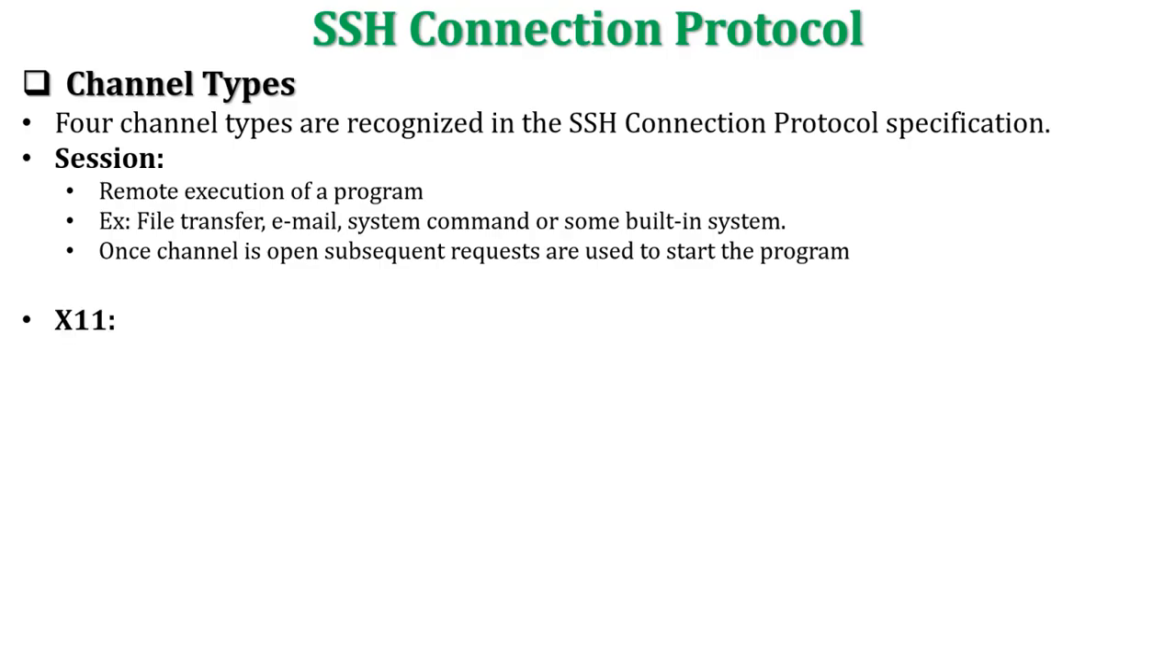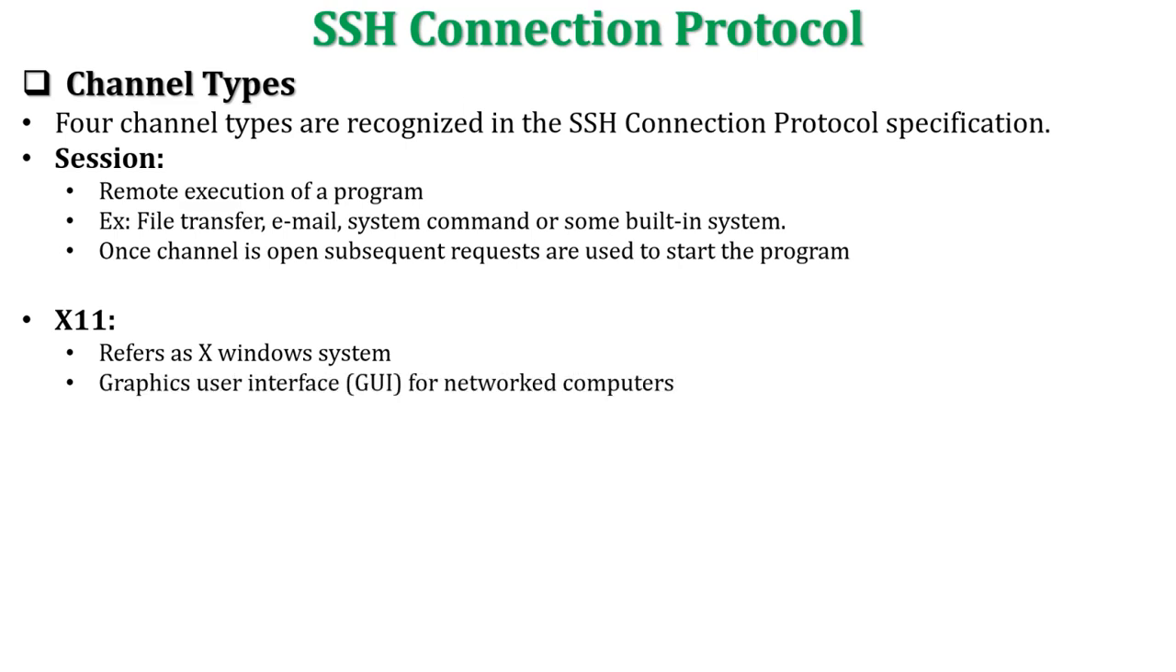The next channel type is X11. This kind of SSH channel is used in the X Windows system. This channel provides a graphical user interface for the network computer. So it means the application runs on a server but is displayed on the desktop machine. So this kind of channel is mostly used in distributed network environments.